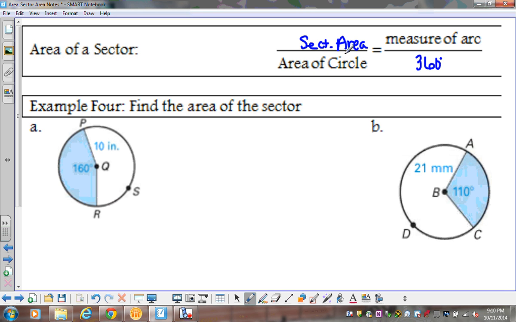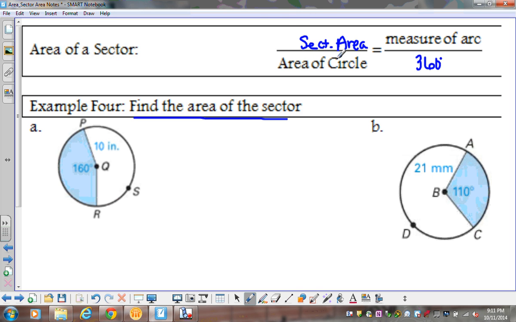Depending on what I'm looking for will depend on where my variable goes, depending on what I'm trying to solve for. So let's use that very similar equation we had the other day, and we'll go from here. First part, find the area of the sector. That's all I'm doing.